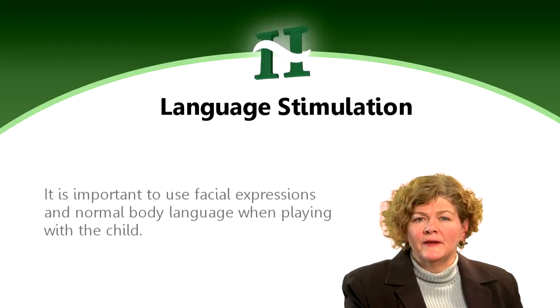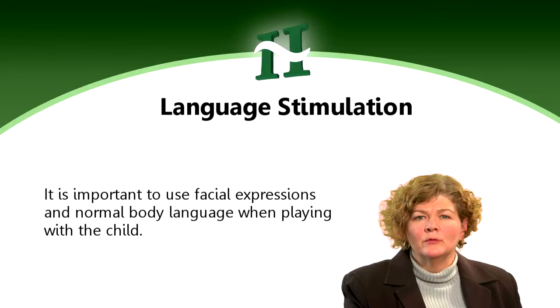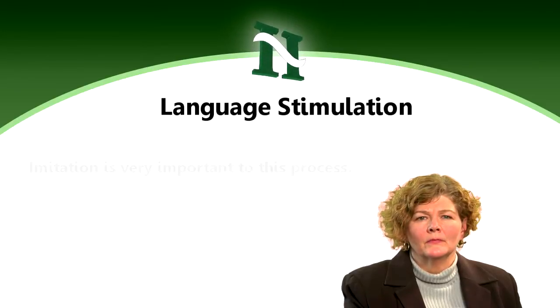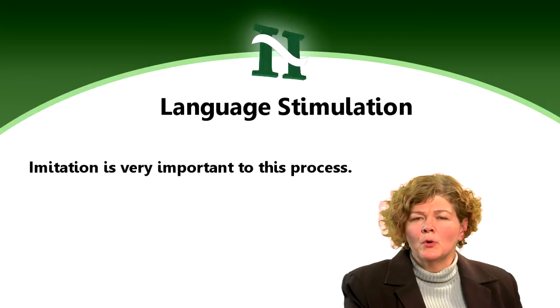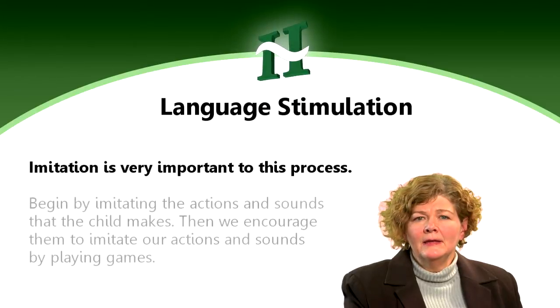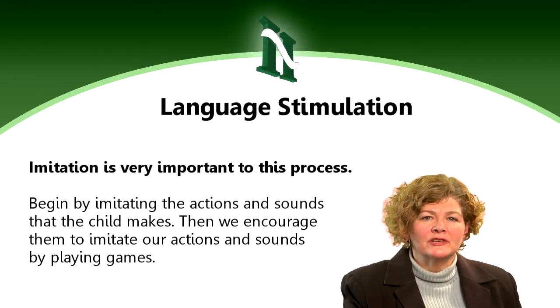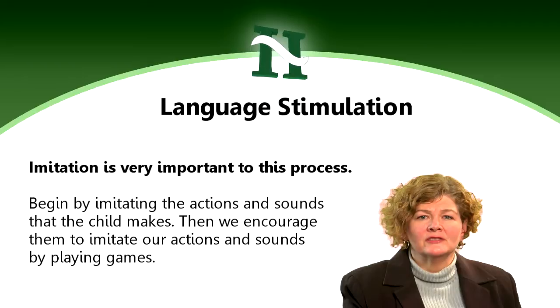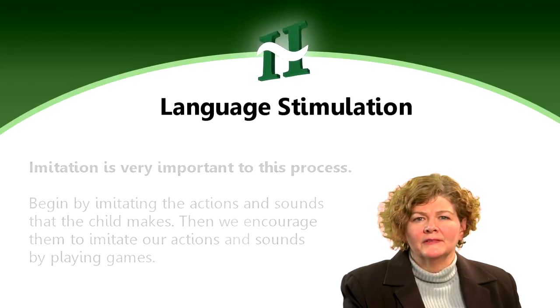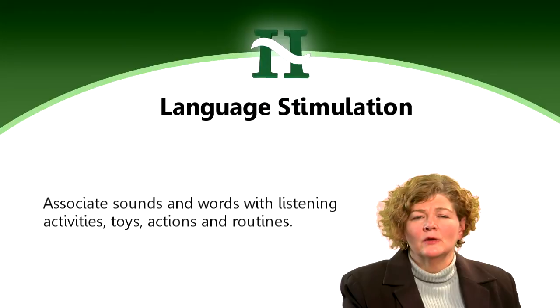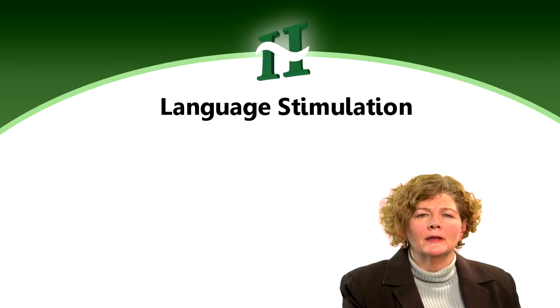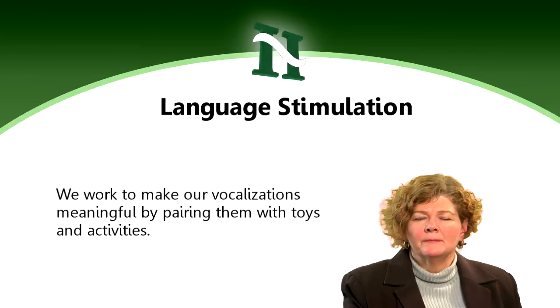It's important to use facial expression and natural body language as you play with the child. Imitation is very important to this process. We begin by imitating the actions and sounds that the child makes, and then encouraging the child to imitate our actions and sounds by playing different games. We associate sounds and words with listening activities, toys, actions, and routines. Just as typically developing children learn early communication skills, we work to make our vocalizations meaningful by pairing them with toys and activities.